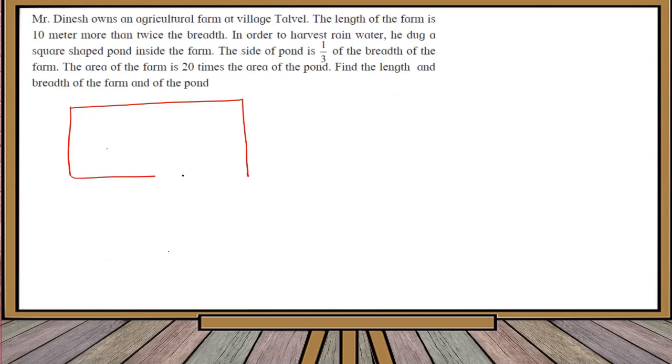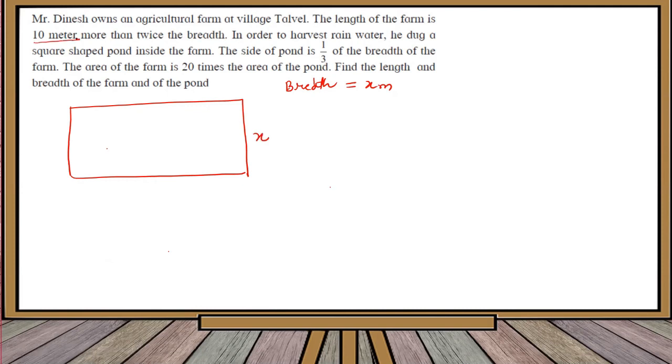Let this be the rectangular farm. Length of the farm is 10 meters more than 2 times the breadth. So first of all, what we'll do, let the breadth of the farm, okay, breadth be equal to x meters. So if this is x, what is the situation that they have given?